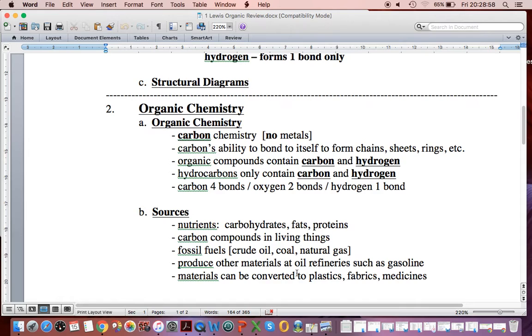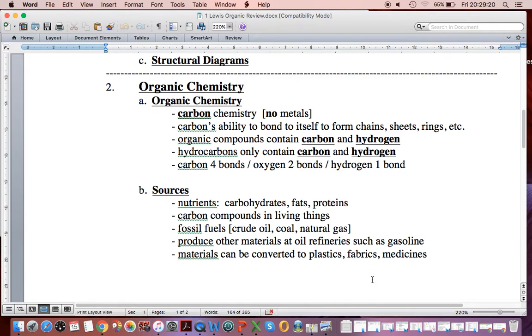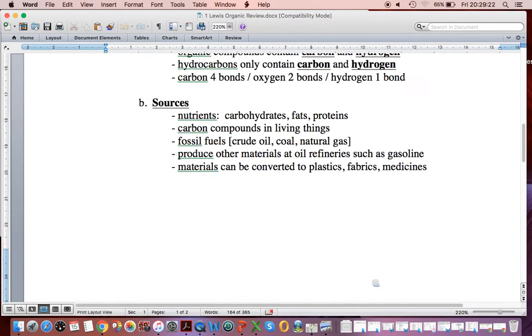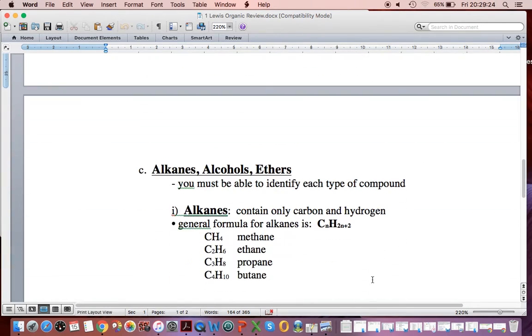So when we think about organic chemistry now, we think about carbon chemistry. We should know that organic compounds always have carbon and hydrogen. They may have other elements. Hydrocarbons will have only carbon and hydrogen. We should remember that carbon wants 4 bonds, oxygen 2, and hydrogen 1 when we're trying to assemble molecules. It talks about the sources and uses for these organic compounds.